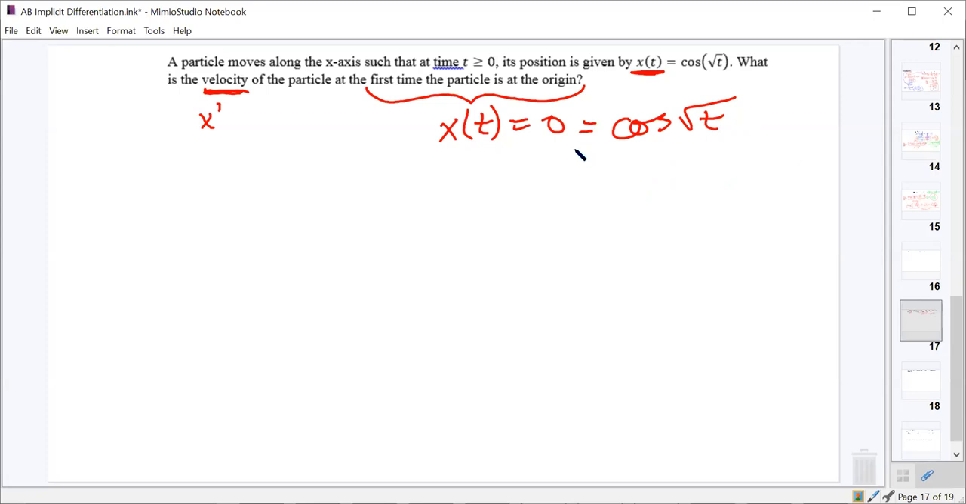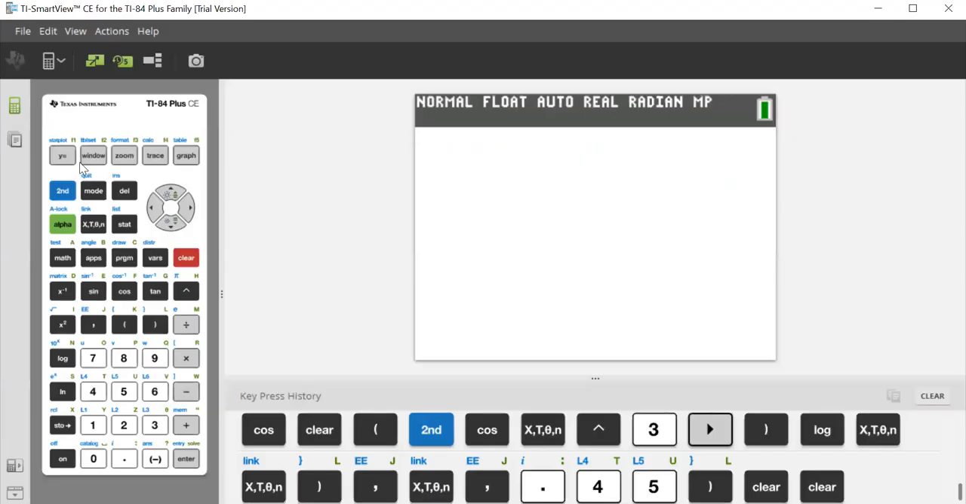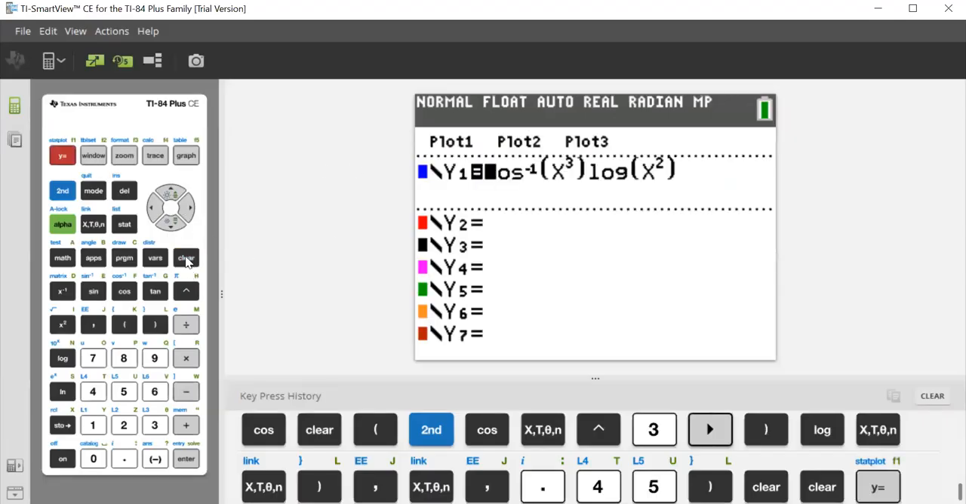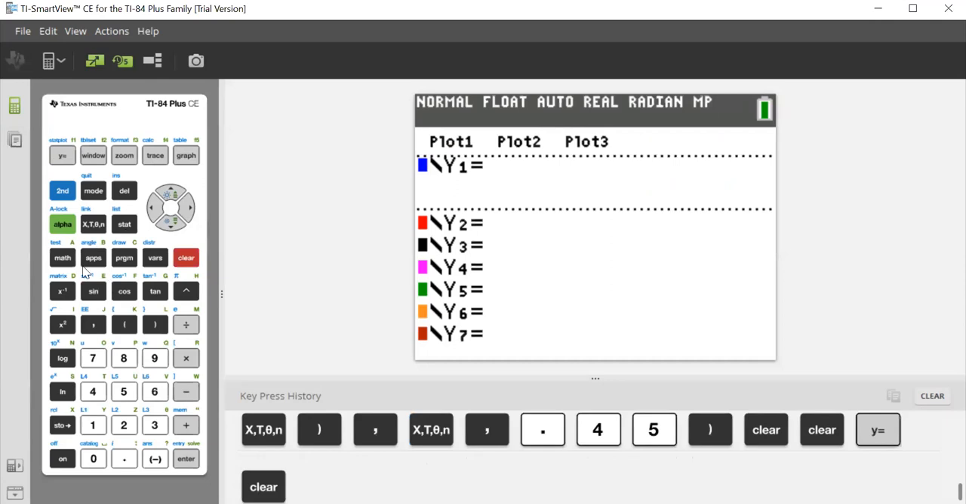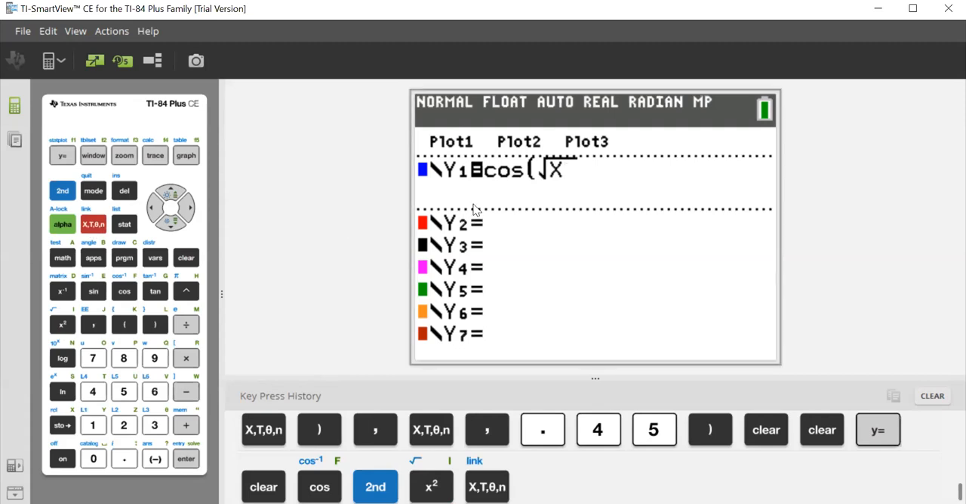All right, now we could solve that equation algebraically, but we don't need to because we are given a graphing calculator. I'm telling you, we're using a graphing calculator for this problem. So how will we figure out when the cosine of root t equals zero? Well, we'll go in and graph the cosine of the square root of, we won't use t because the variables in our graphing calculator are x. We'll do cosine of root x and we'll graph it.